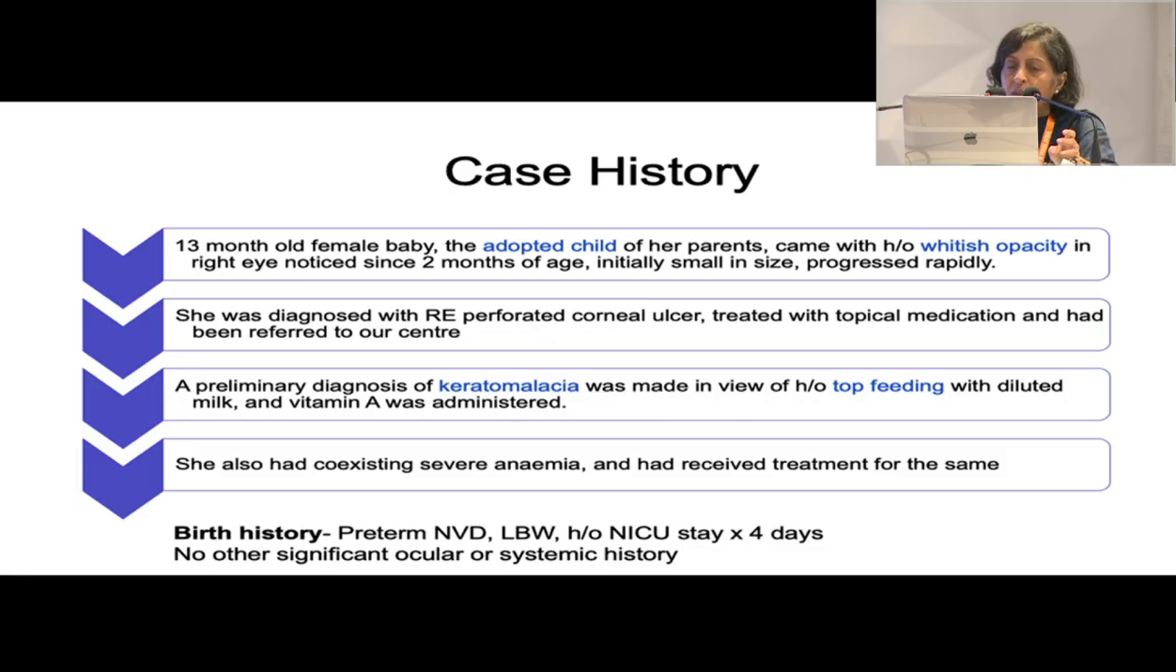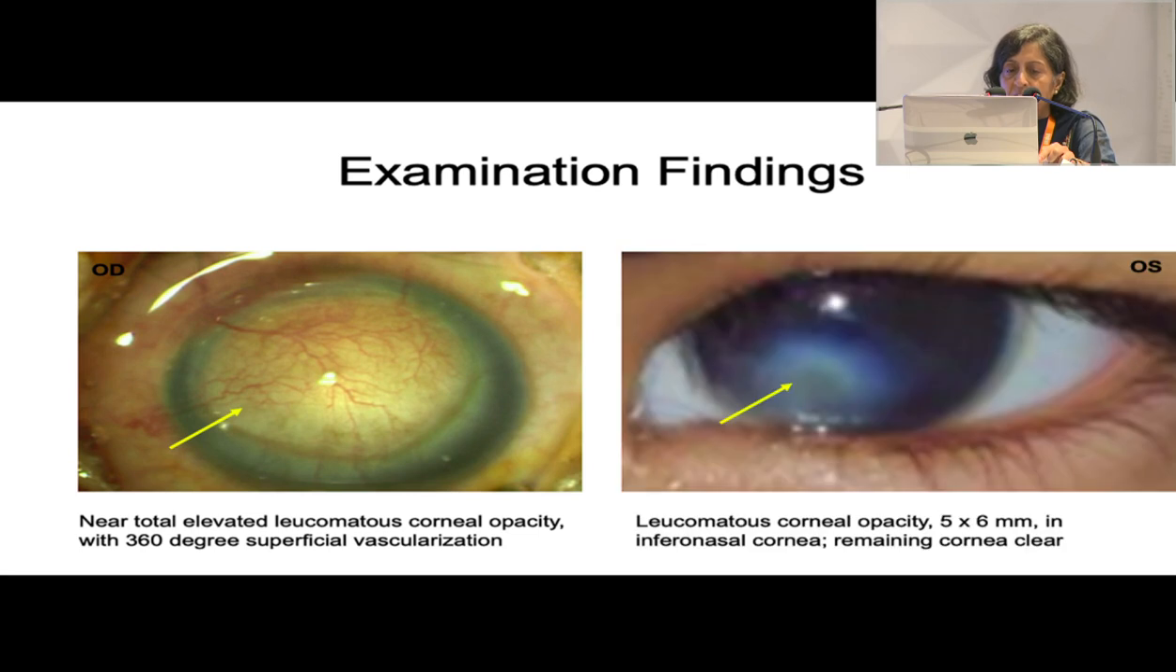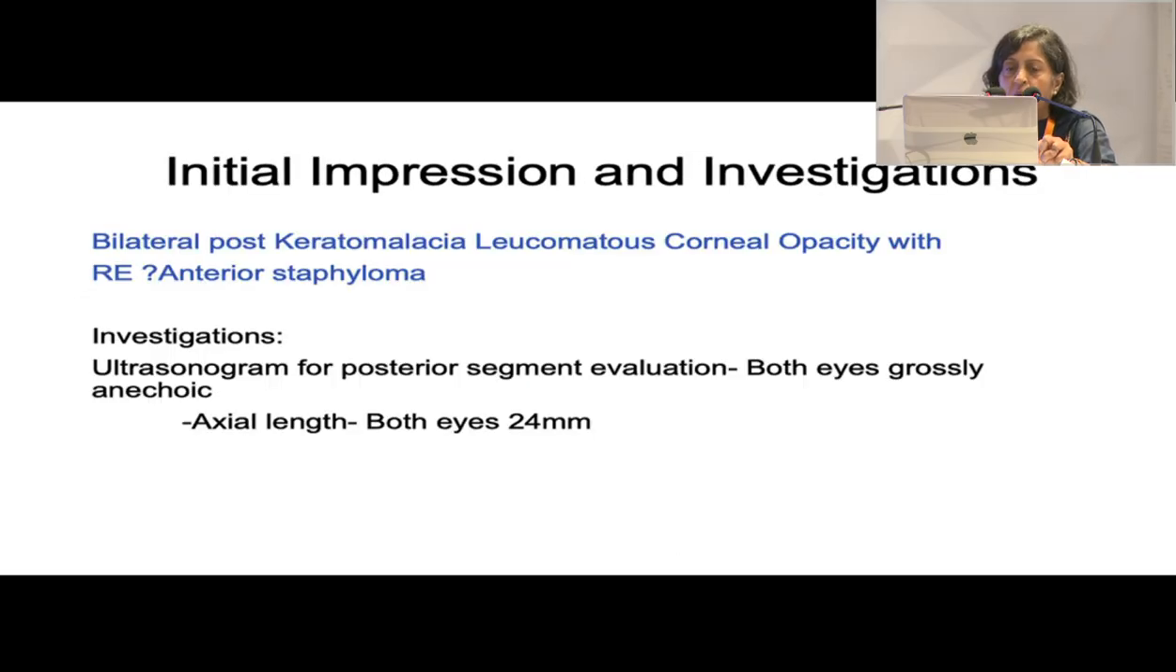She also had coexisting severe anemia and had received treatment for the same. So often we find these babies who are coming with keratomalacia also have anemia. They often have hemoglobin below 10. The birth history was all right, no significant history, and there was a near total elevated leukomatous corneal opacity with 360-degree superficial vascularization. The other eye had a leukomatous corneal opacity which was peripheral, and the remaining cornea was clear.